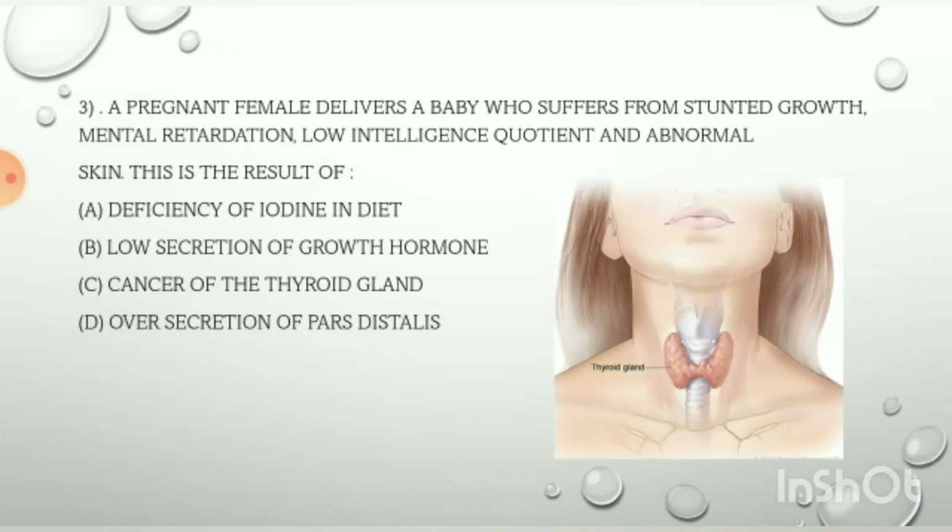The third MCQ which we have is: a pregnant female delivers a baby who suffers from stunted growth, mental retardation, low intelligence quotient, and abnormal skin. This is a result of: A. deficiency of iodine in diet, B. low secretion of growth hormone, C. cancer in thyroid gland, D. oversecretion of pars distalis. So pause the video and answer this.